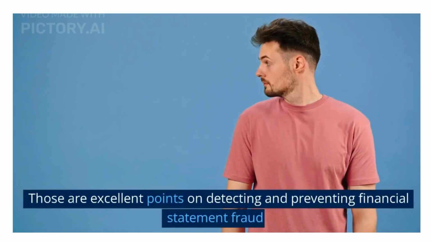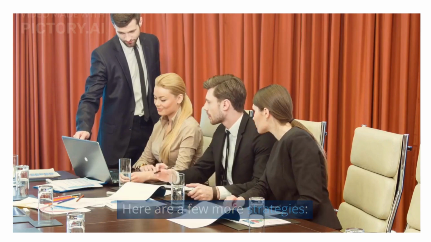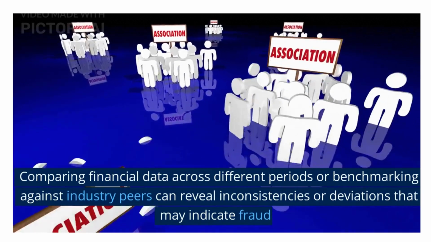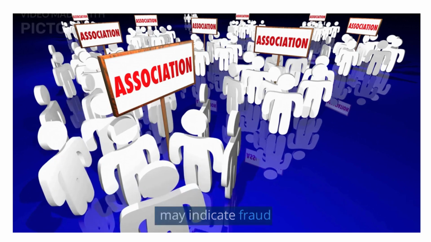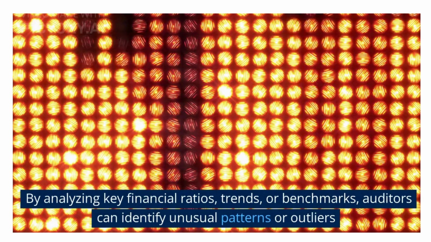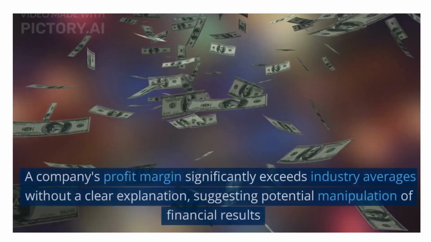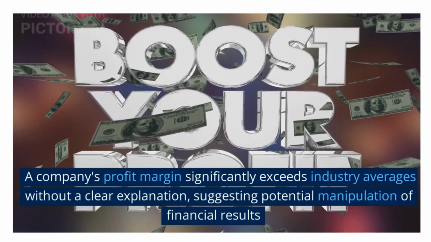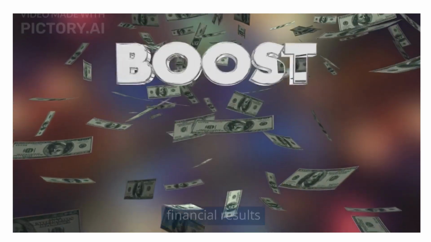Those are excellent points on detecting and preventing financial statement fraud. Here are a few more strategies. Comparing financial data across different periods or benchmarking against industry peers can reveal inconsistencies or deviations that may indicate fraud. By analyzing key financial ratios, trends, or benchmarks, auditors can identify unusual patterns or outliers. A company's profit margin significantly exceeds industry averages without a clear explanation, suggesting potential manipulation of financial results.